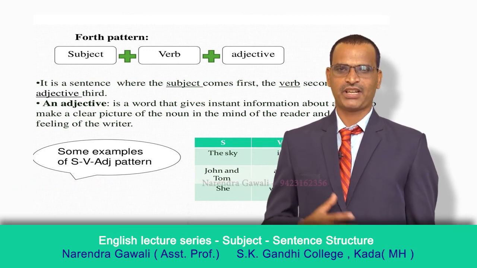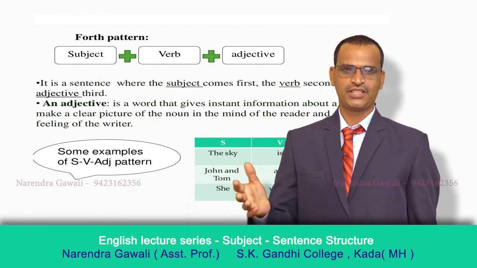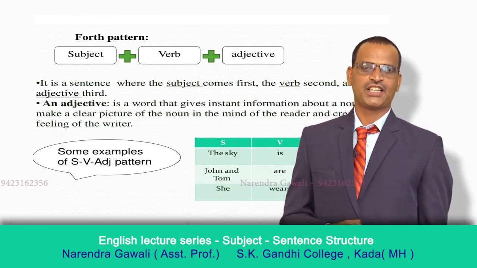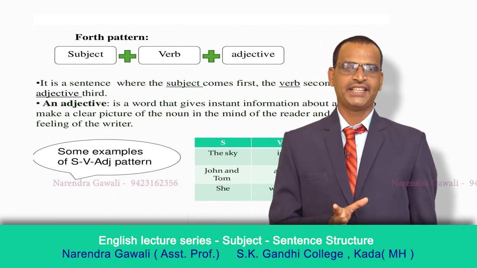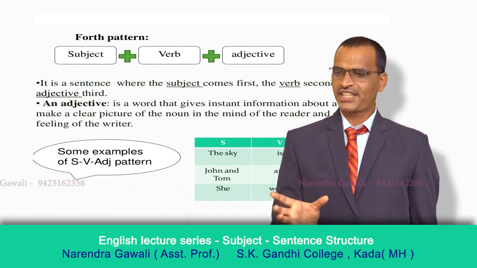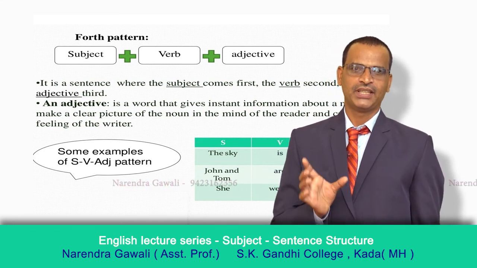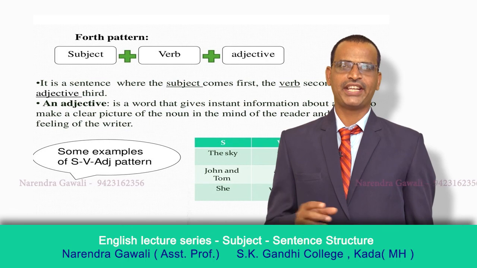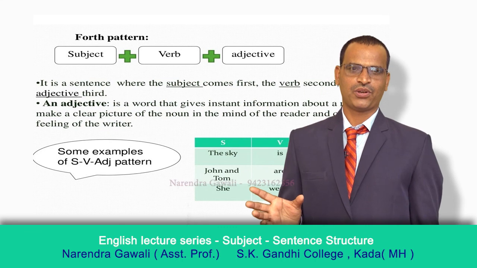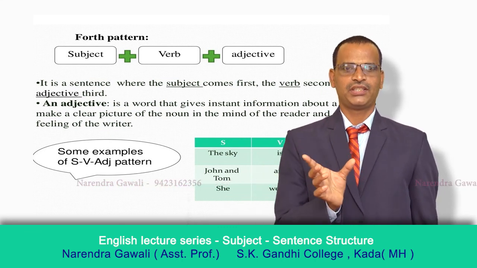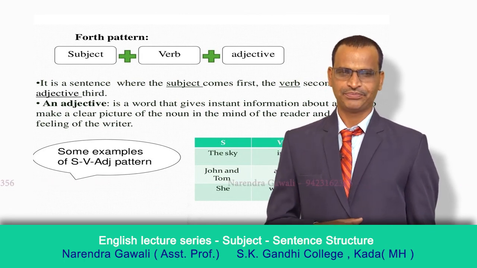For example, Ram is tall. It tells something more about Ram because he is tall. This is called an adjective. We can take some examples. The sky is blue. What is the sky? The sky is blue. Here the subject is the sky, the verb is is, the adjective is blue. Tom and John are friends. Tom and John are what? Tom and John are friends. So Tom and John are the subject, are is the verb, and friends is the complement.